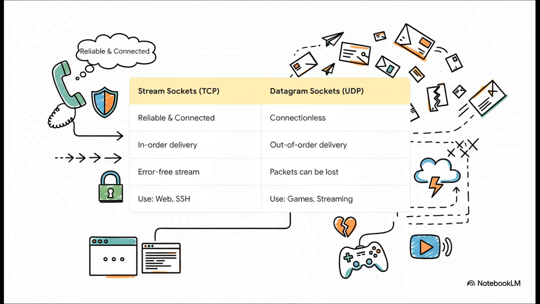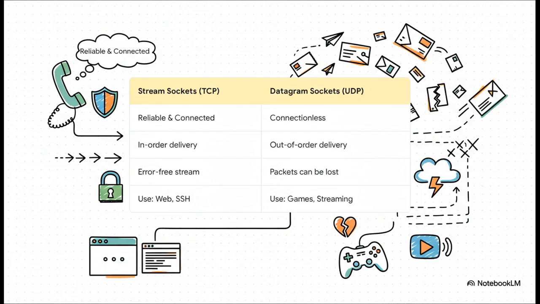Now, sockets come in two main flavors. On one hand, you have stream sockets, or TCP. These are just like our phone call analogy. You establish a solid connection, and everything you send arrives in the correct order, guaranteed. It's super reliable, which is why we use it for things like web pages.